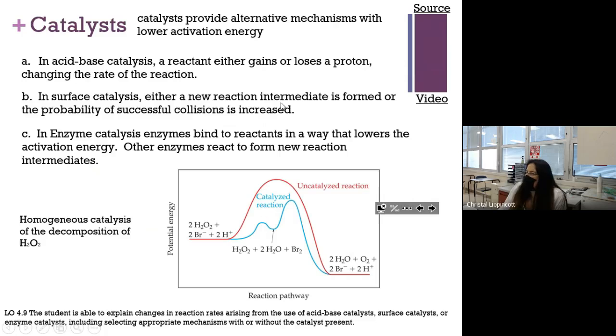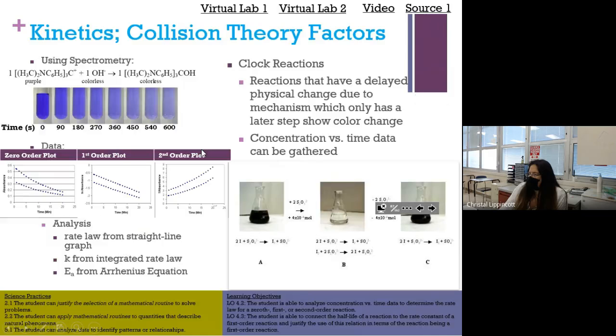Okay. So in acid-base catalysts, a reactant either gains or loses a proton, changing the rate of the reaction. In a surface catalyst, either a new reaction intermediate is formed or the probability of successful collisions increases. This is where I was talking about how we turn a one-step into a two-step. Then you can also have enzymes, and if you take AP Bio, they'll spend a lot of time on enzymes with you guys.